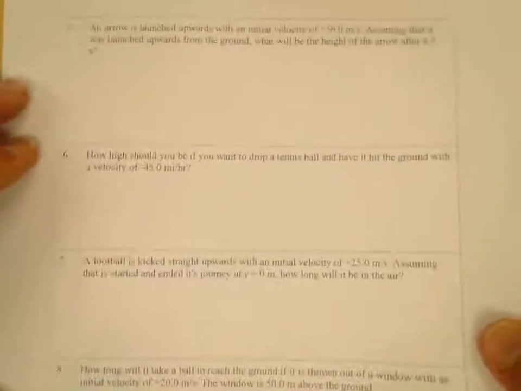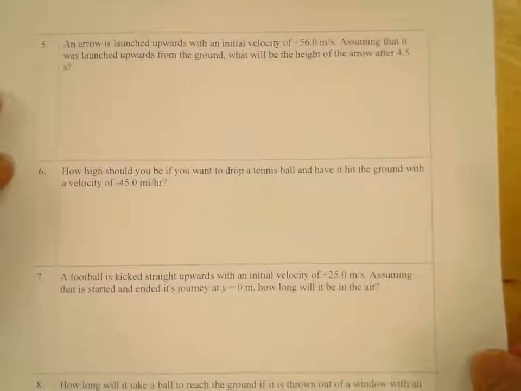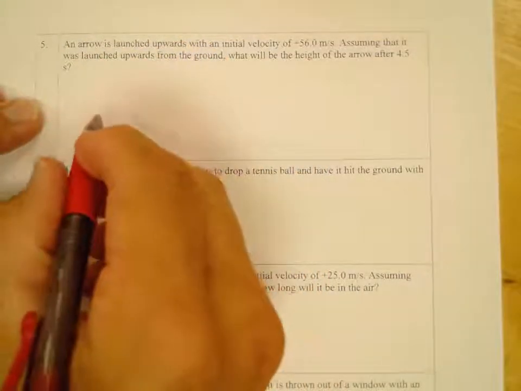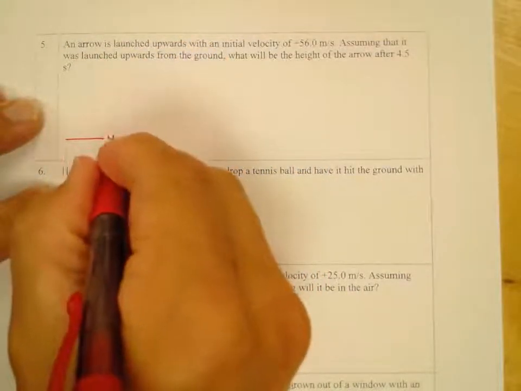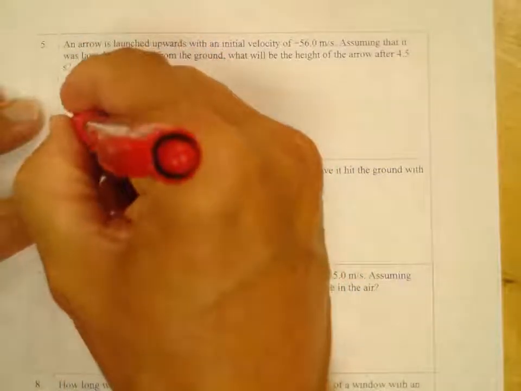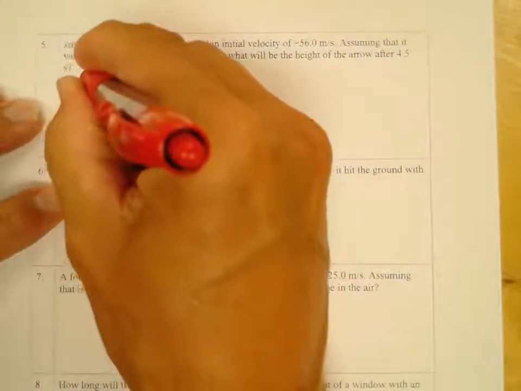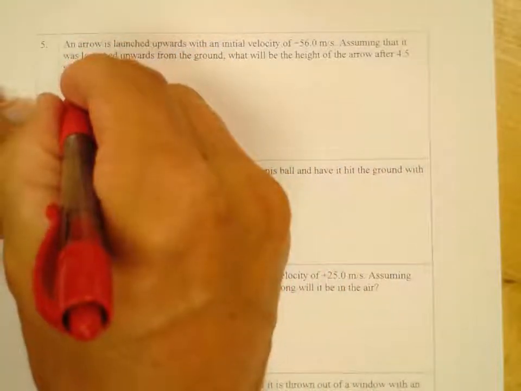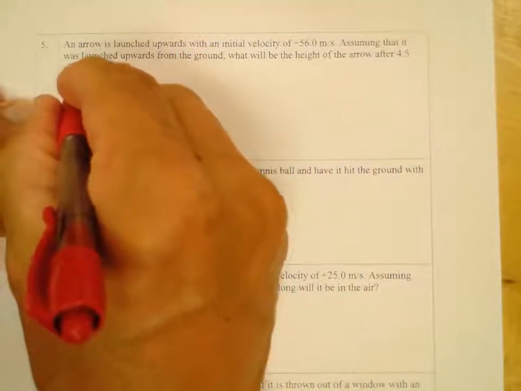Question number 5 is about an arrow that's launched upwards with an initial velocity, and we want to know what the height is after 4.5 seconds. So we're going to launch it from the ground, so that's y equals 0, and the arrow is going to go up, up, up, stop, and come back down. And we want to know where it is after 4.5 seconds. So after 4.5 seconds, it's going to be somewhere here.